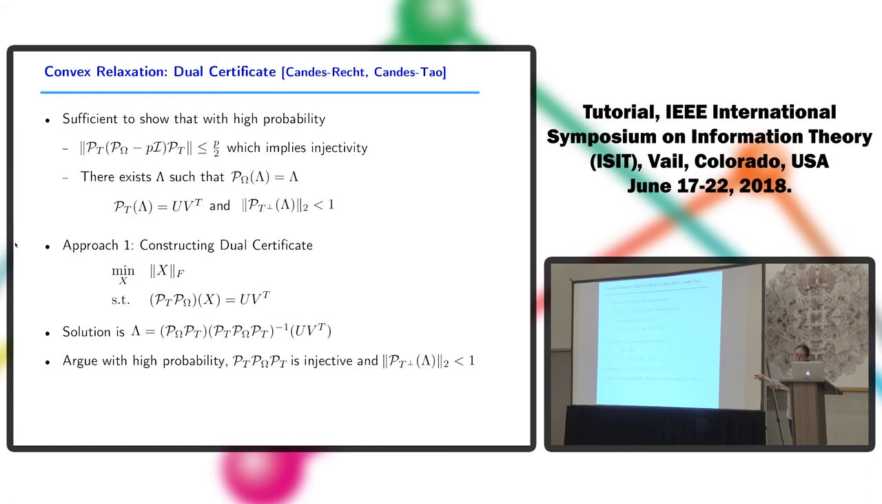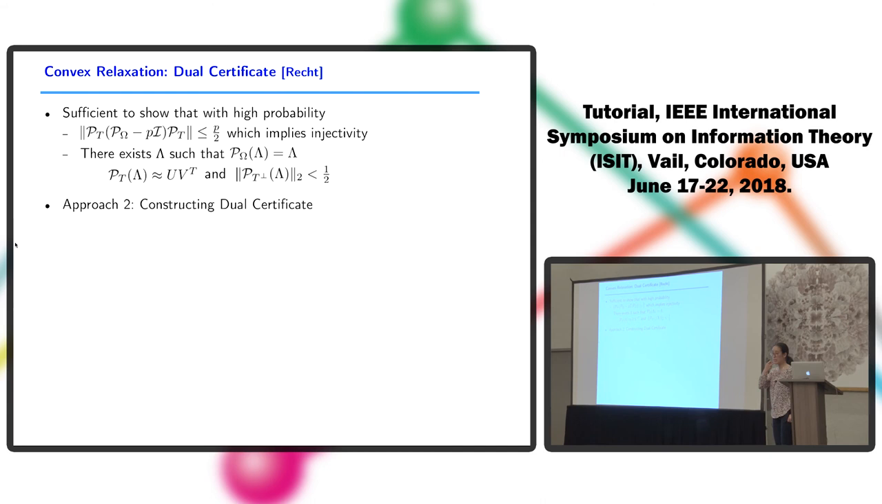Another approach of constructing the dual certificate is an iterative one. In this case, we will construct a dual certificate that approximately satisfies the first condition, but then satisfies the second one with a much stricter bound, less than 1/2. So let's start with UV transpose, which is what we want this to equal. Because the certificate is only allowed to be supported on the entries omega, I project that onto the omega entries. But now I need to update my residual.